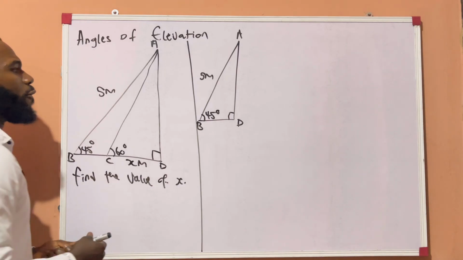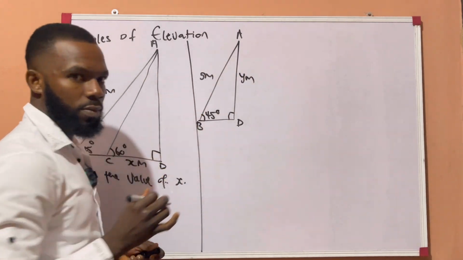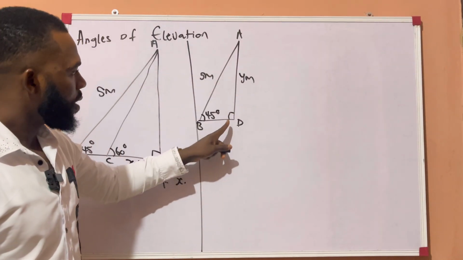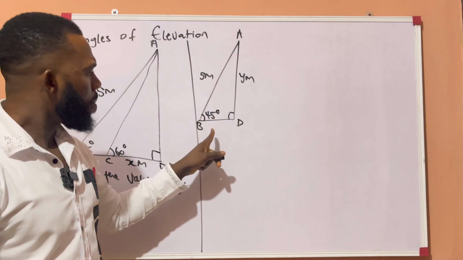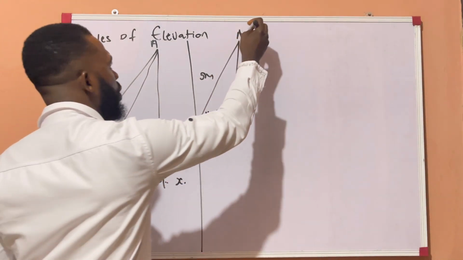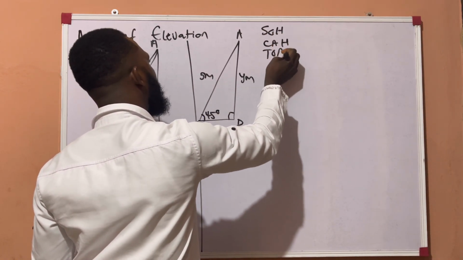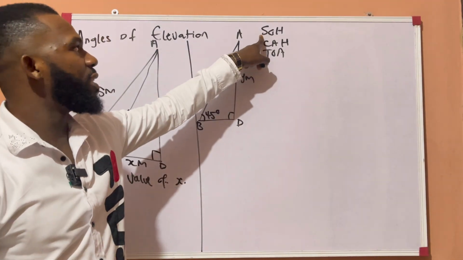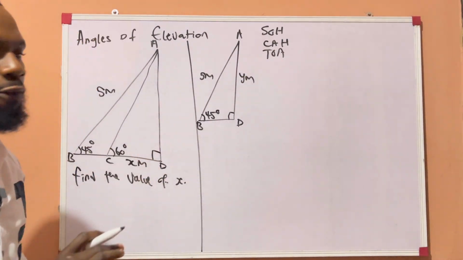So let's see. For me to get line AD, let us assume line AD is y meters. Now how can we solve for y? You will notice that in this right angle triangle, the hypotenuse we have 5 meters, the opposite we have y meters, but at the adjacent, we have nothing. So you would look at the basic trigonometry ratios, which are SOH, CAH, TOA. Look between these three, which does not have adjacent. The one that does not have adjacent is SOH, which is opposite over hypotenuse. So that is exactly what we are going to be using to solve for y meters.